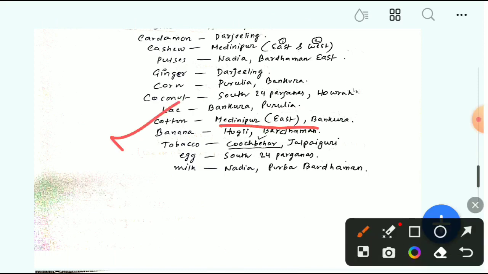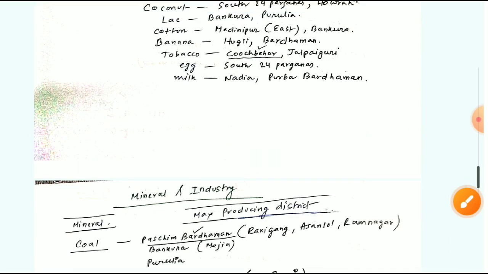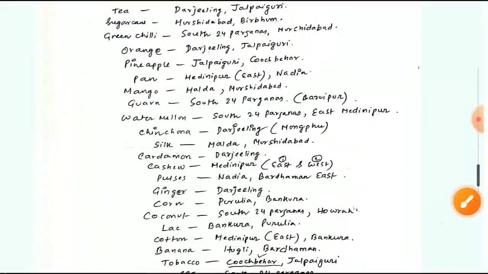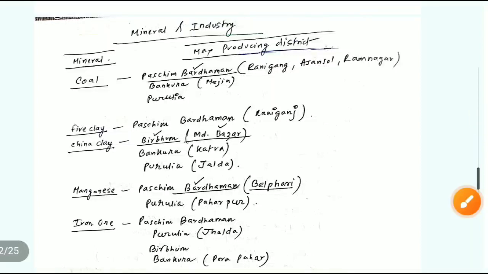Cotton, Purba Medinipur. Banana, Hooghly. Tobacco, Cooch Behar, important. Egg is South চব্বিশ পরগনা. Milk is Nadia, important. So these are the important districts which produce maximum crops. Next is minerals and industries.